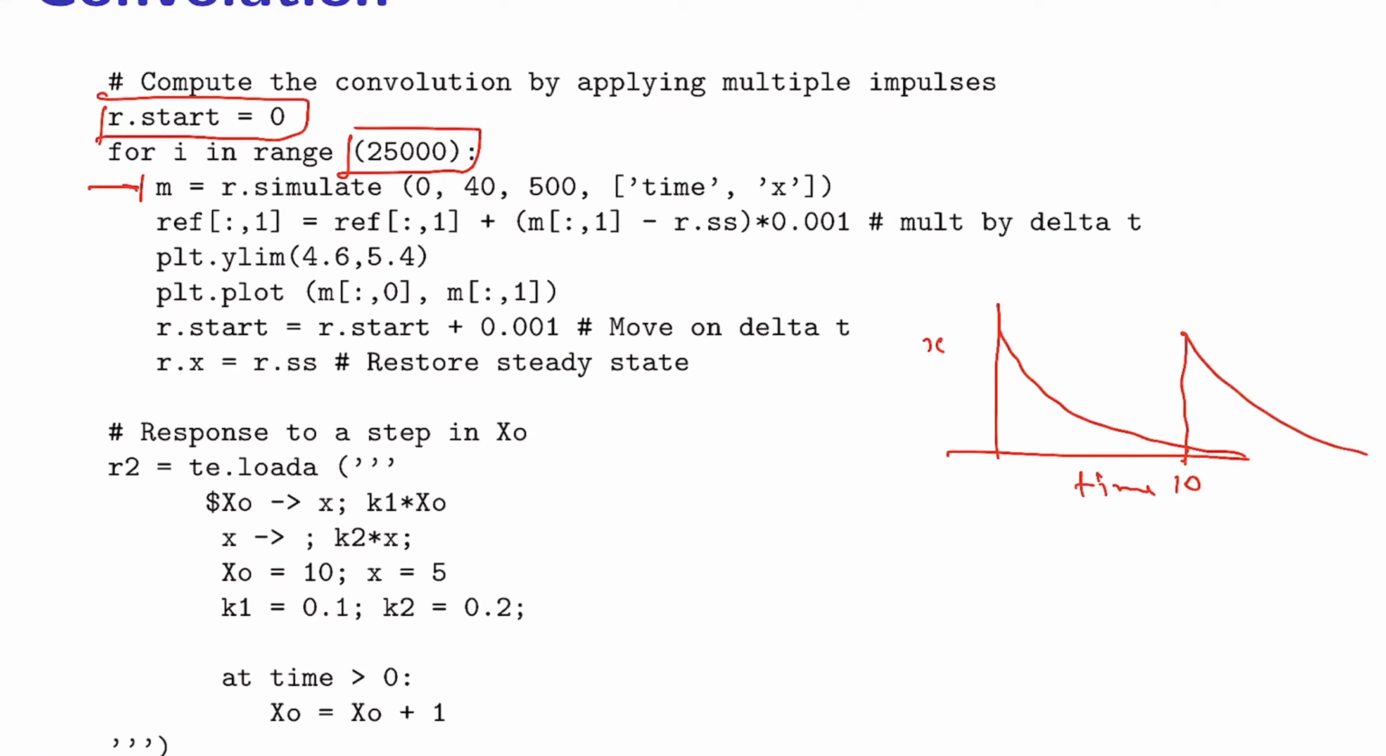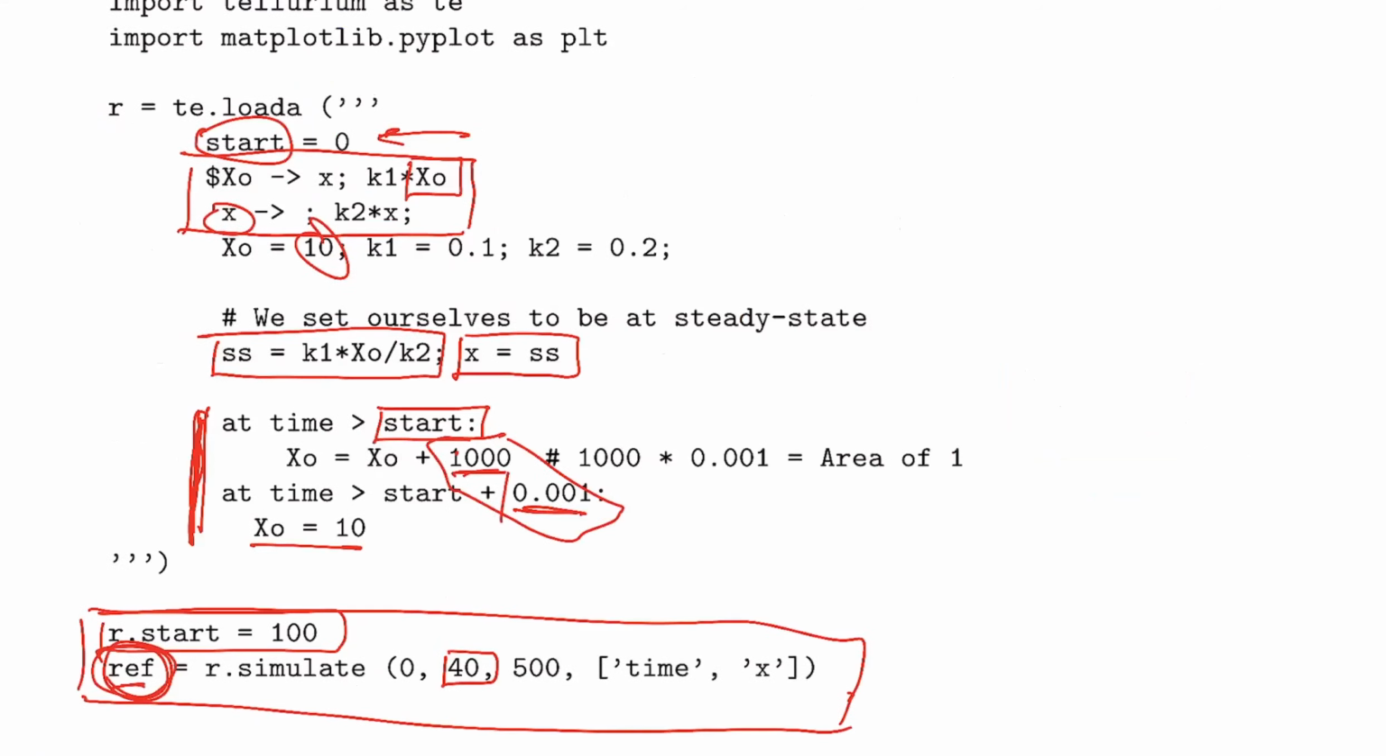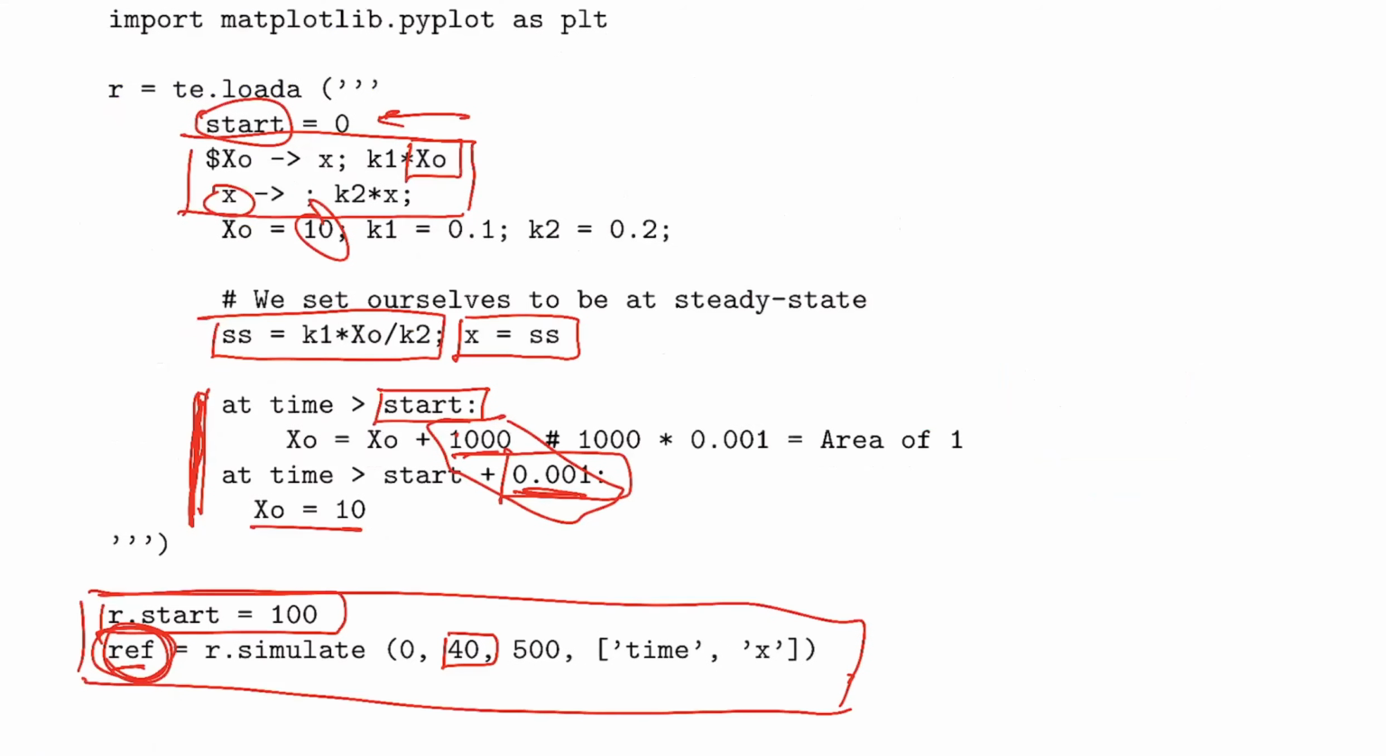Okay. All right. Now I'm going to do 25,000 of these. So every time I do them, I add this curve basically to the reference point. I have to take away the steady state value, right? And then I add that to the reference point. Okay. I have to remember, however, to multiply by the delta t, though. That's crucial, otherwise it won't work. And the delta t was 0.001, okay? Because that was basically the width of the impulse, right?